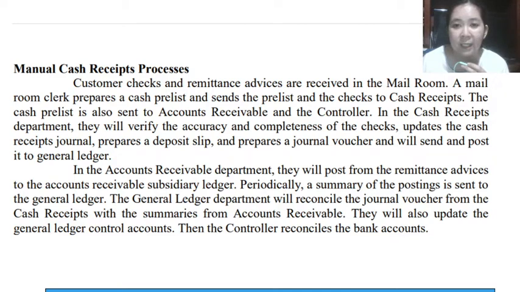This is in the case where there is segregation of duties, where different employees handle the journal and ledger, and they have different departments for each of these accounts. Okay, so those are for the manual cash receipts processes.